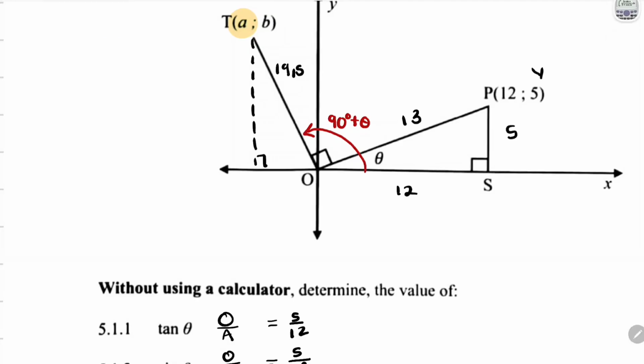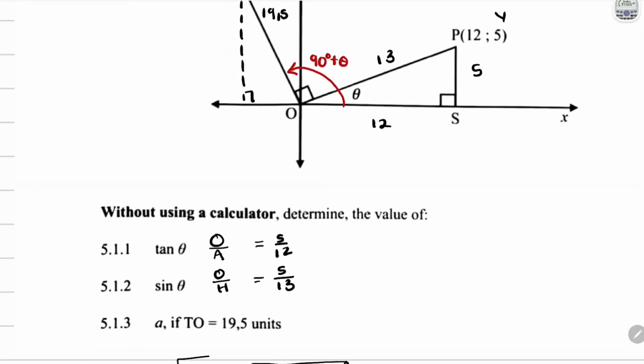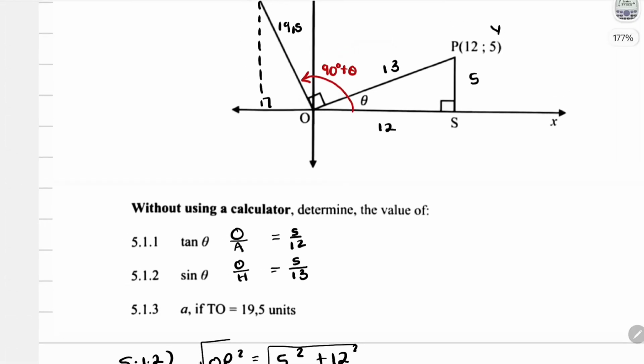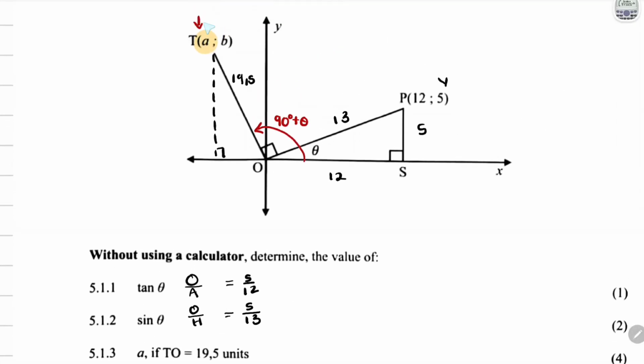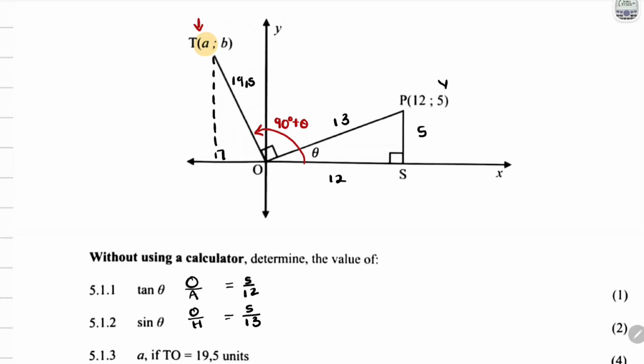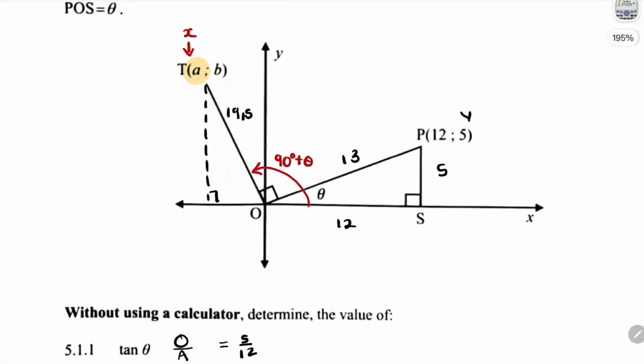So we can use that angle to find A, but we need to do this in a way that is going to help us quickly find A. So let's figure out where A is in our diagram. A, as you can see, is your x value.